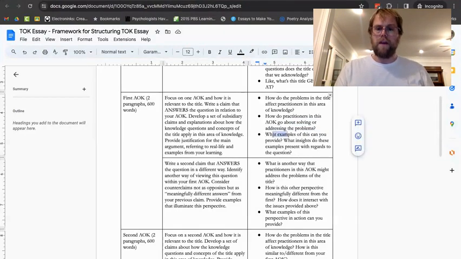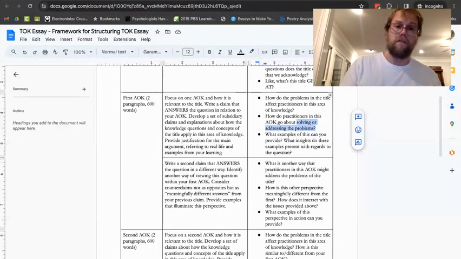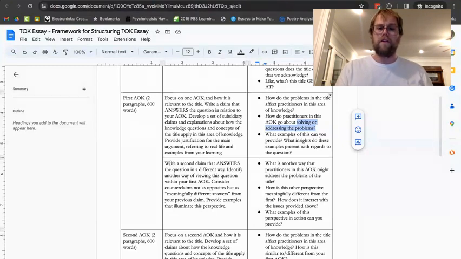What examples can you provide? And this is essential. Talk through your examples when you're talking about them solving or addressing the problem. Use an example of a scientific problem that scientists have proposed, if science is your area of knowledge. And then go on in another paragraph to write a second claim that answers the question in a different way.